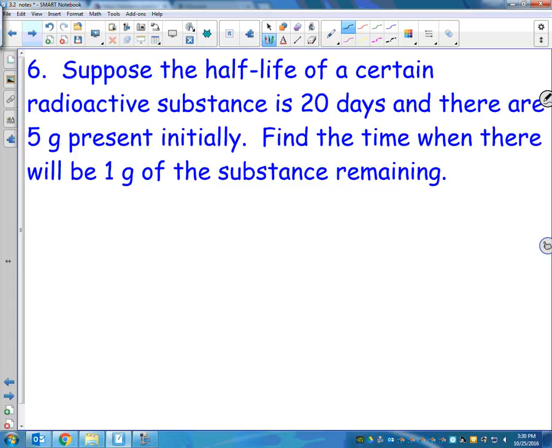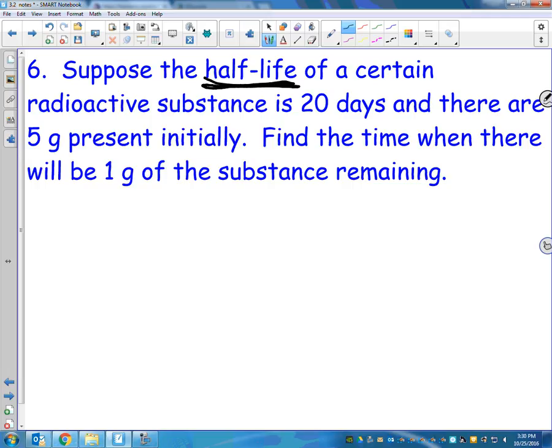Number 6 says, suppose the half-life of a certain radioactive substance is 20 days and there are 5 grams present initially. Find the time when there'll be 1 gram left. Maybe you have some good or bad memories from chemistry and half-life stuff. I'm going to do this one, and then later we will talk more about half-life and do things a different way. But I want to show you one way that you can do half-life stuff.